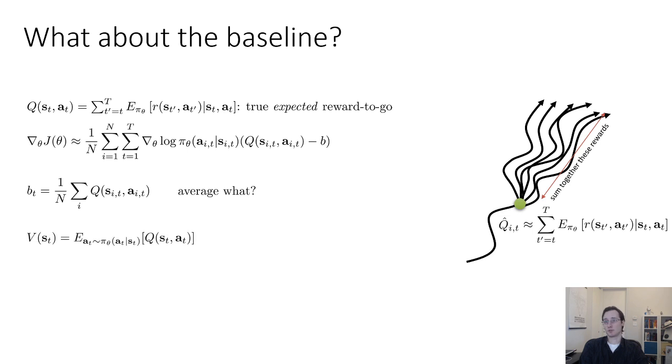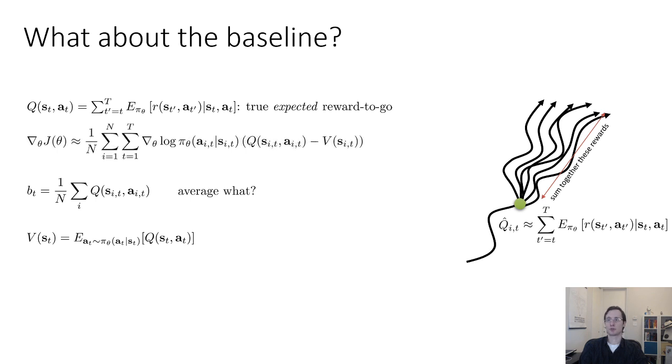And of course, the right way to average them is to take their expected value under the policy. Now here, your baseline will depend on the state. It turns out that that's actually still unbiased. I'm not going to go through the proof for that, but it's actually fairly straightforward to show.